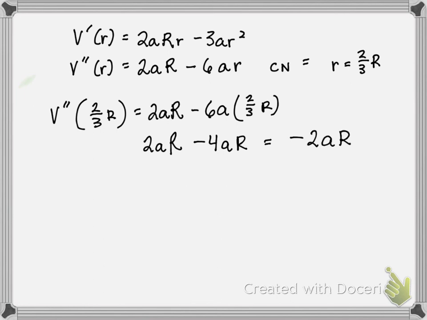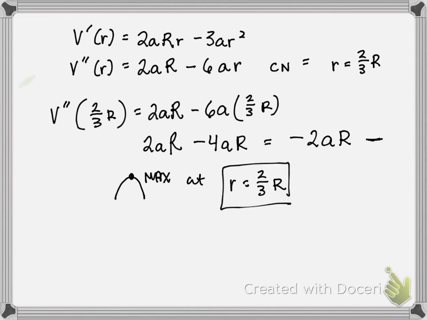So my result is a negative. Remember, a negative for the second derivative means concave down. So that means a max at r equals 2/3 of the resting radius. Okay, and there we go. So that's it. Hope you guys learned some stuff, and I will see you guys in class.